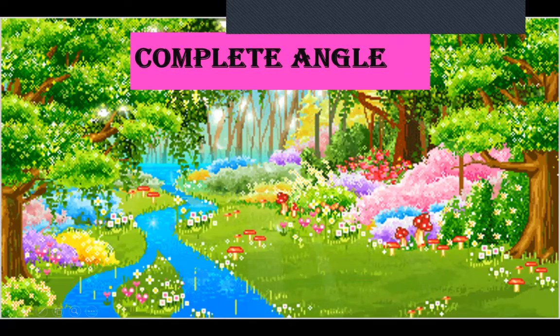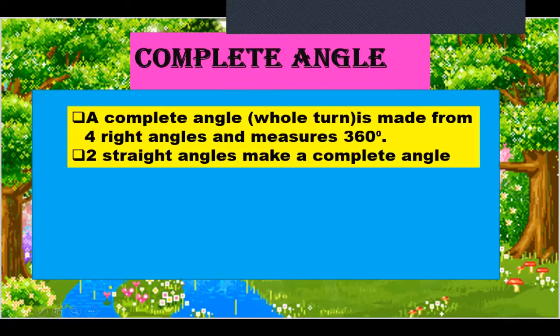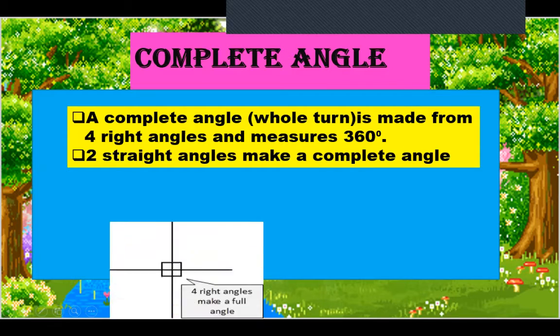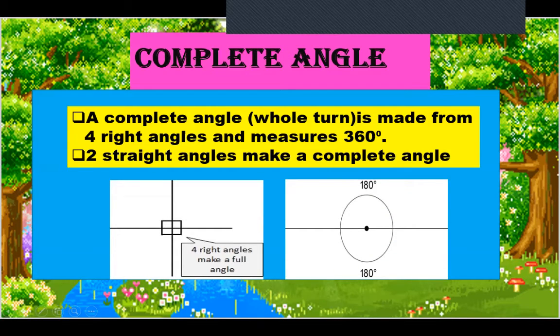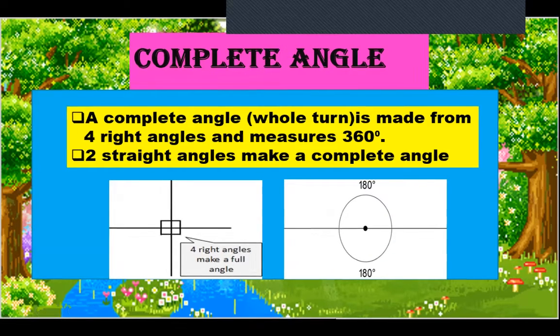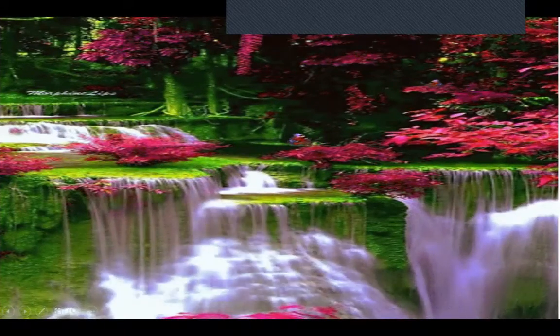Now the complete angle. A complete angle, whose turn is made from four right angles, measures 360 degrees. Two straight angles make a complete angle. Here you can see four different right angles that make one full angle. So it makes 360 degrees.